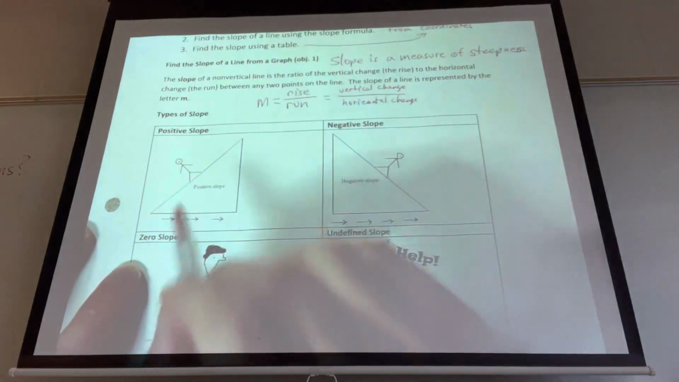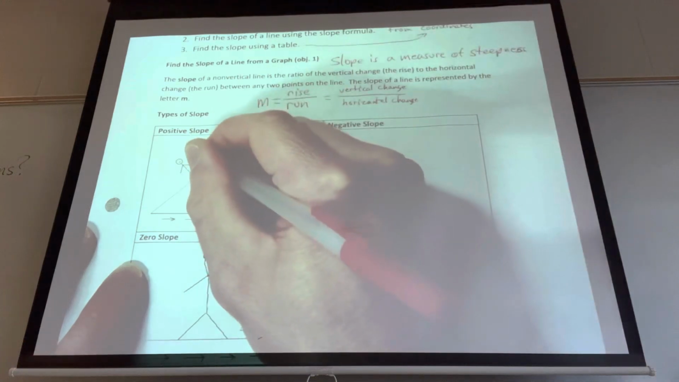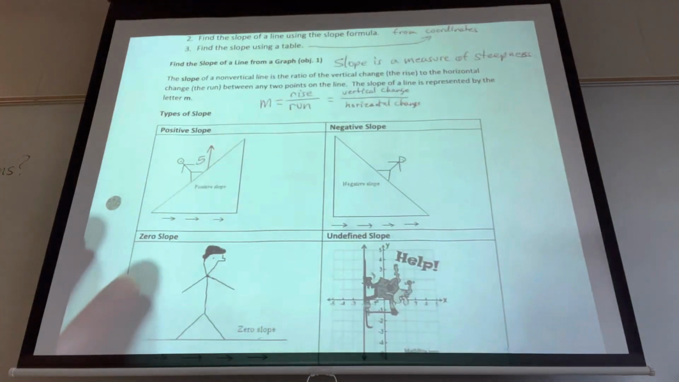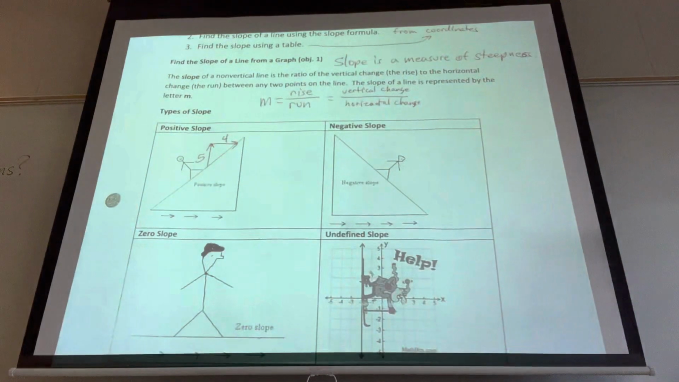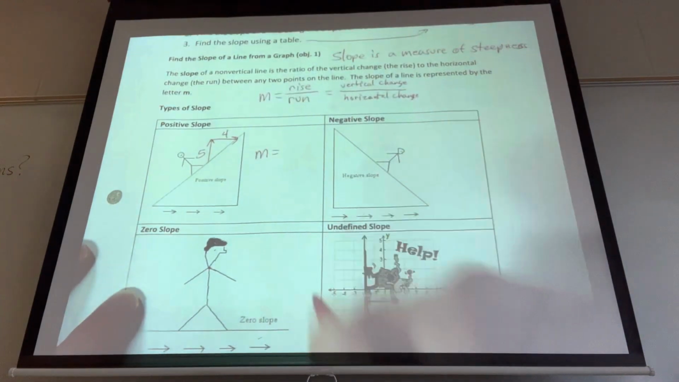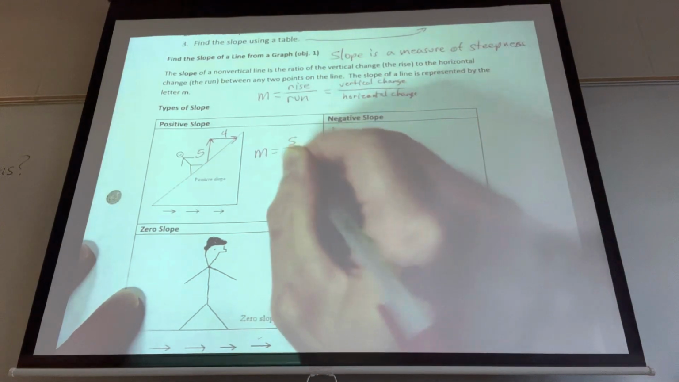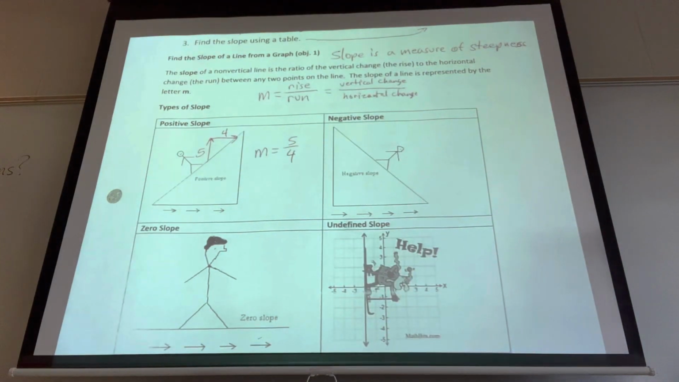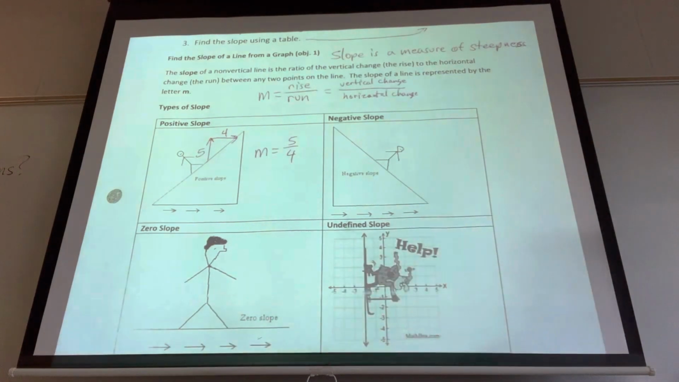They're going up the hill. So it could be that they are going up 5 feet and over 4 feet. That's a pretty big slope. That's pretty steep. And our slope, if we think of it as rise over run, the slope would be what? 5 over 4. We like slope to be a fraction. You don't want to reduce, you don't want to make it a decimal. Just leave it as a fraction.